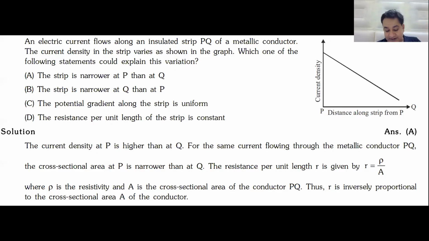Option A. The strip is narrower at P than at Q. That is exactly correct. Current flowing through the strip is the same. Current density at point P is high. That means the area has to be less. And if I talk about resistance per unit length of the wire, the resistance is rho L by A. So wherever you have more area, resistance would be less. Do you understand this? Yes, sir. That is how you get this answer. Well done if you could do this.